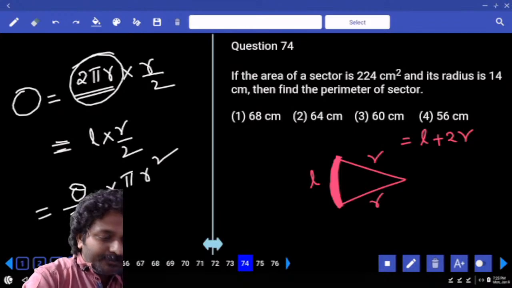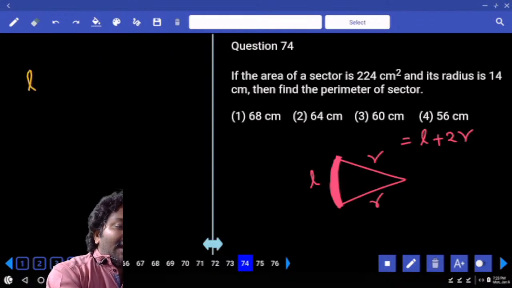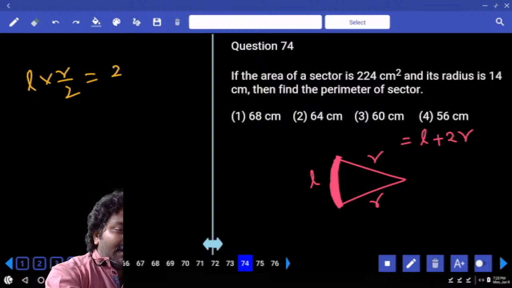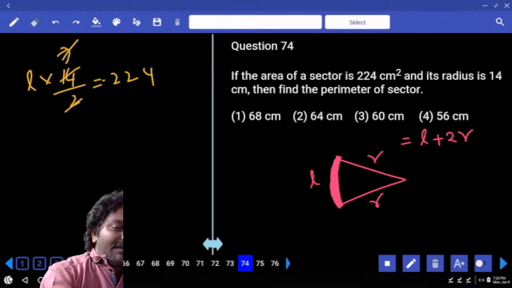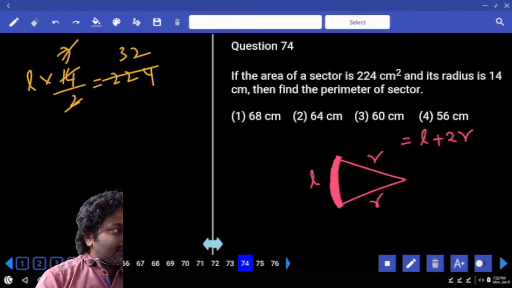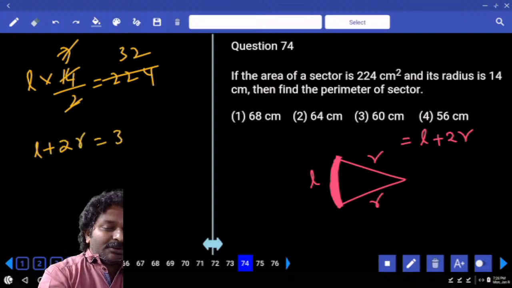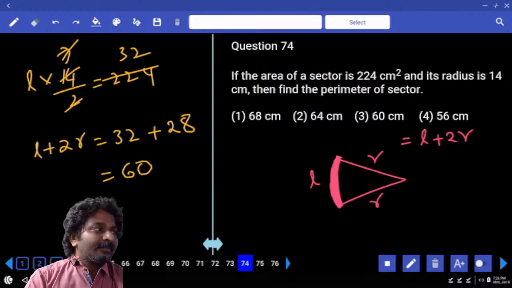Got it? Right. So if L into R by 2 is equal to 224, where the radius is 14, then L into 14 by 2 is equal to 224, so L is 32. Perimeter in the sense L plus 2R, that's what we discussed. 32 plus 2 times 14 is 28, which is equal to 60. Third option is the answer.